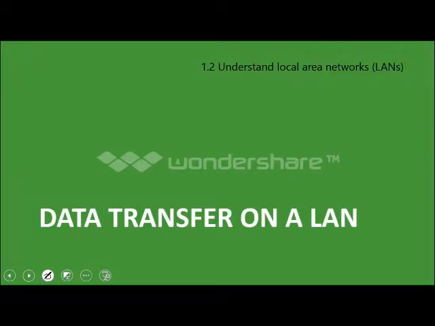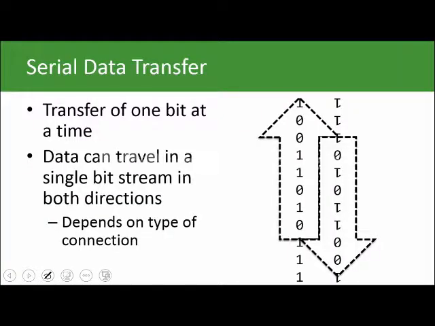All right, so now let's switch modes and talk about data transfer on LANs. Data is transferred through serial data. Data is transferred in a serial format.